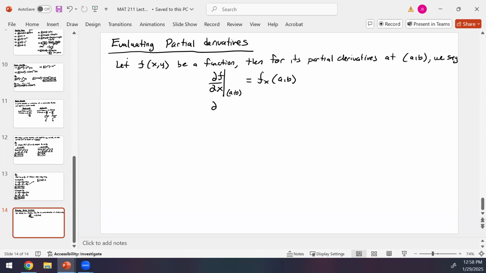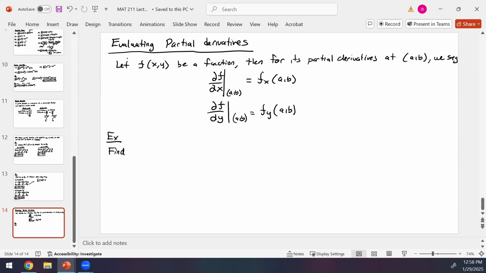And then for y, it's the same thing. Vertical line a comma b. But now you just do it for the partial derivative function with respect to y. So all you're doing is just plugging in the number, right? And so now let's do an example of that.